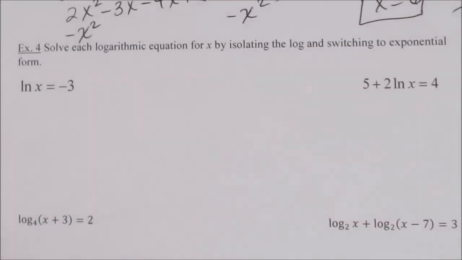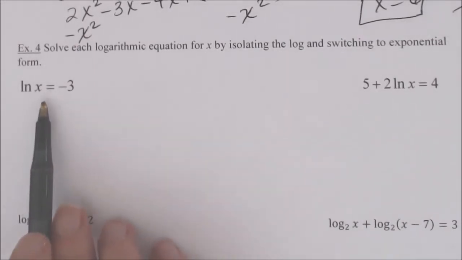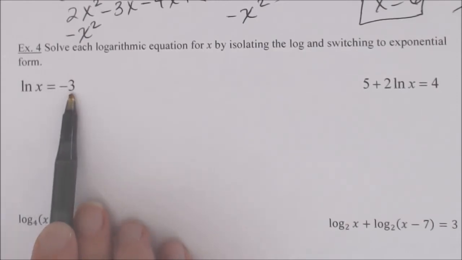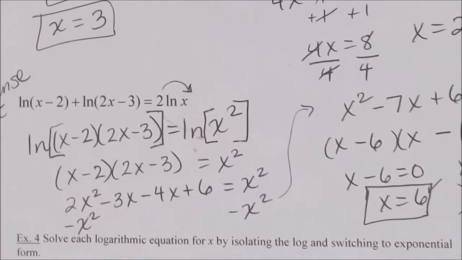Okay, example 4, it says solve each logarithmic equation for x by isolating the log and switching to exponential form. So what I want you to notice about this example is we've got a log on one side, but we have a number on the other side. We haven't seen that yet in any of our other equations.